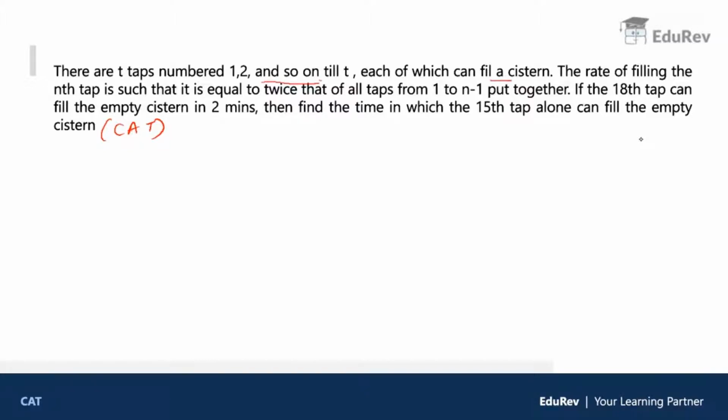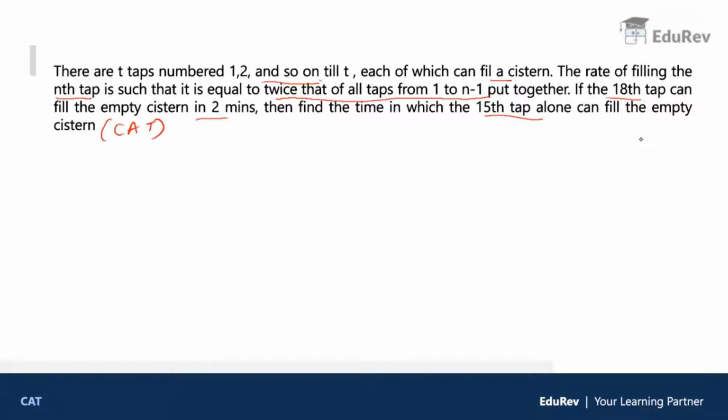So there are T filling taps. The rate of filling of the nth tap is equal to twice that of all the taps from 1 to n-1 put together. If the 18th tap can fill an empty cistern in 2 minutes, find the time in which the 15th tap alone can fill an empty cistern. So if the 18th tap takes 2 minutes, the 15th tap will take how many minutes?